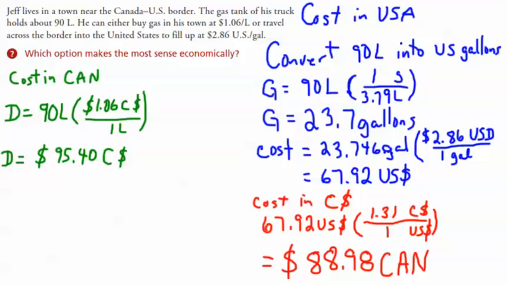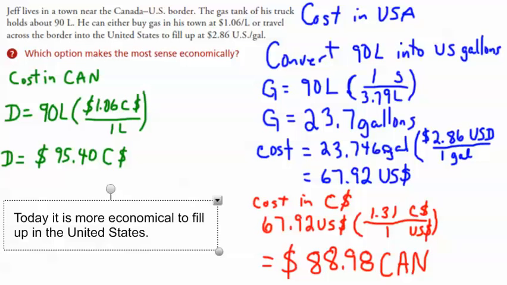$88.98 Canadian. So obviously it's pretty close. It's still cheaper to drive across the border into the US to get your gas at these rates. If the Canadian dollar got stronger, then it would be worth the trip, because the difference would grow as the Canadian dollar gets stronger. But today, it's more economical to fill up in the United States.